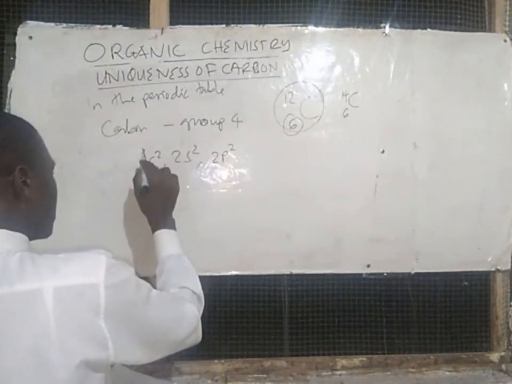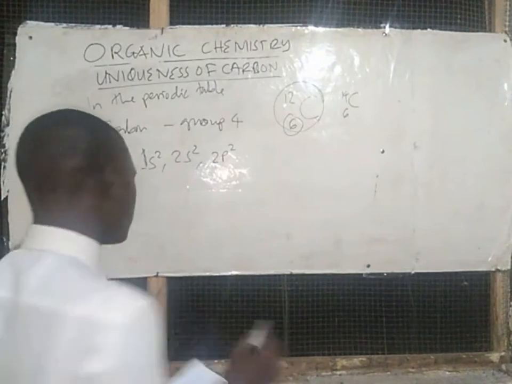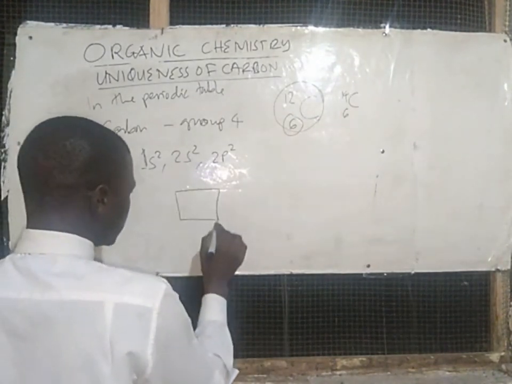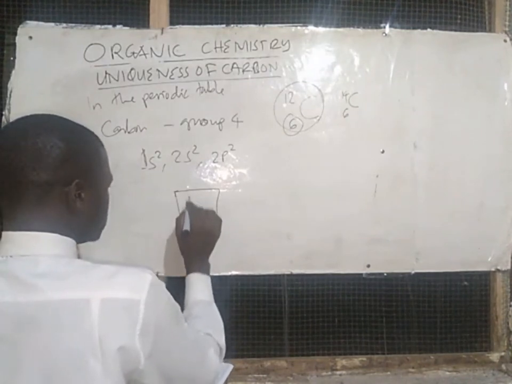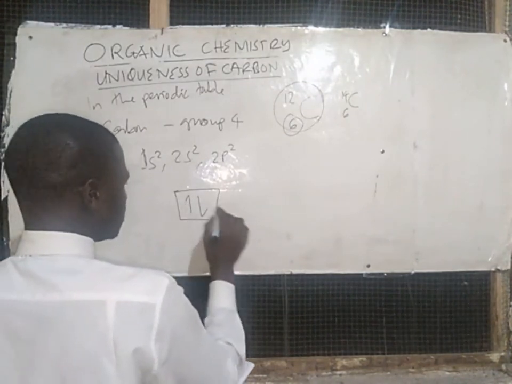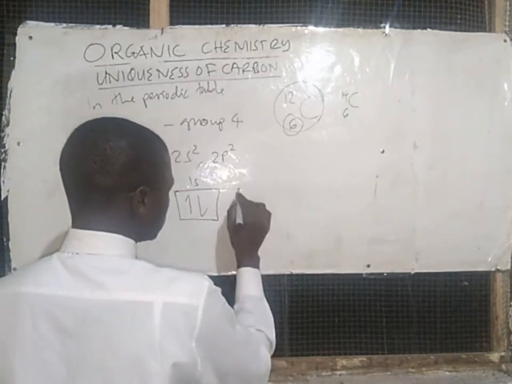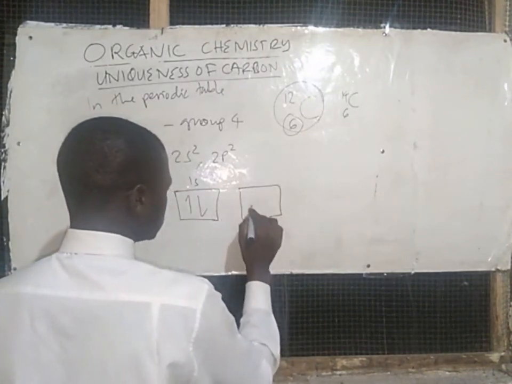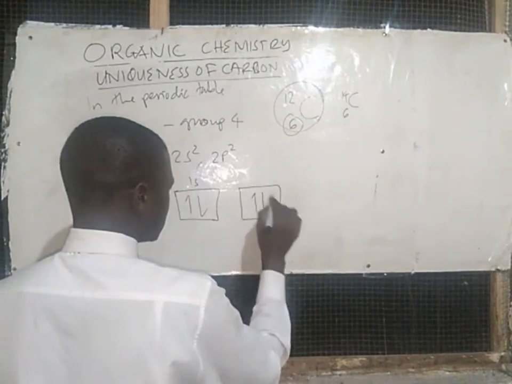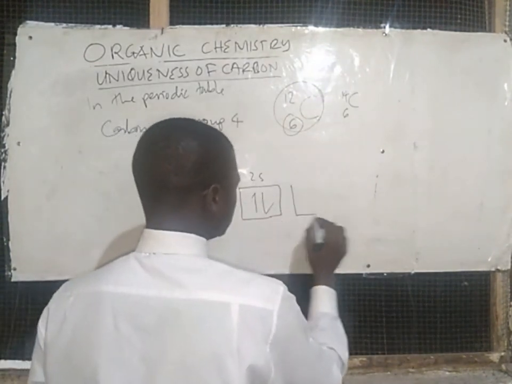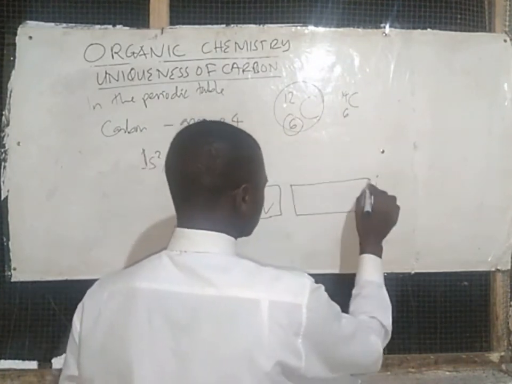But if we are drawing the electronic configuration of carbon in orbitals, it will be 1s2, which will appear like this, 1s, and then 2s2. It will appear like this, 2s, and then 2p2. It will appear like this.